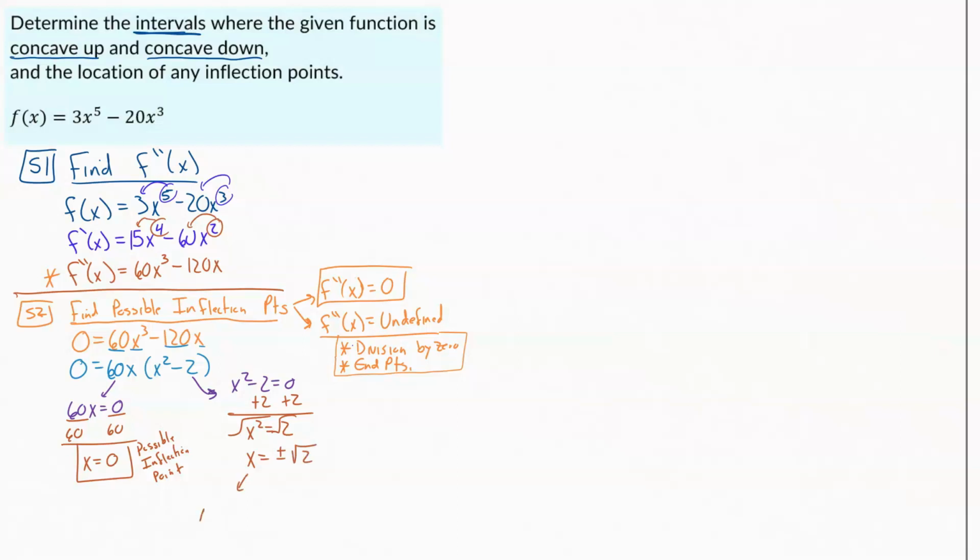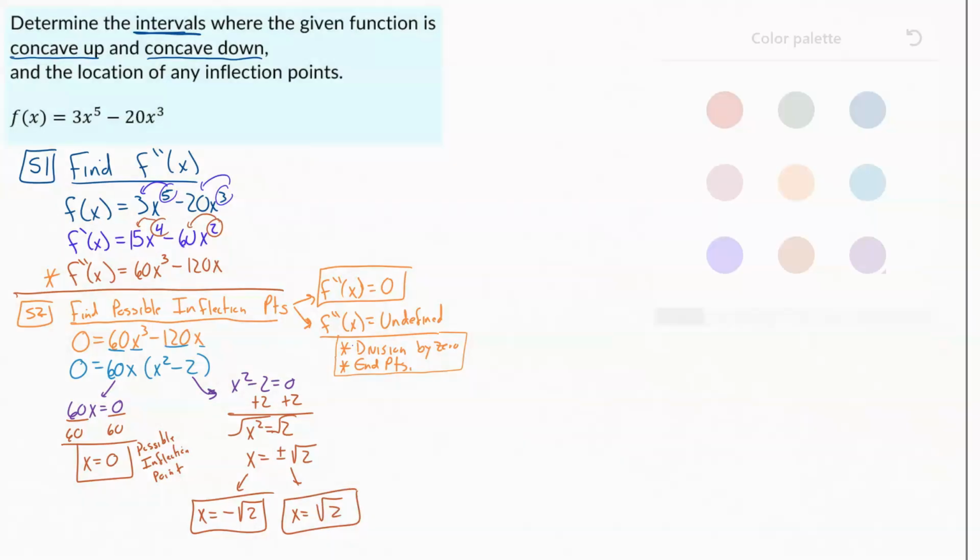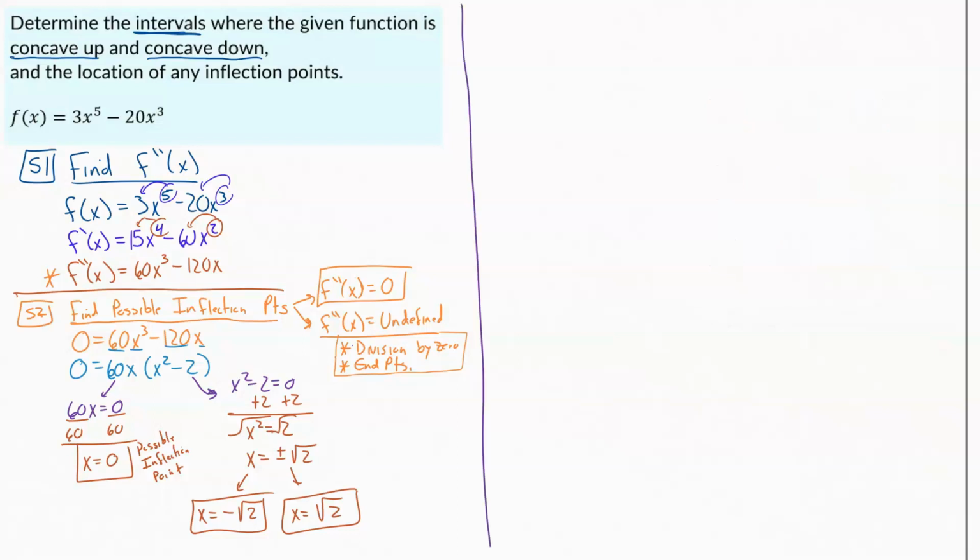So really out of here, we get 2 different possible inflection points. The negative square root of 2, and then we also get x equals the positive square root of 2. So step 2 complete, and now we're going to go on to step 3, which is again going to be very similar to our first derivative test. So step 3 here, we are going to do the second derivative test.